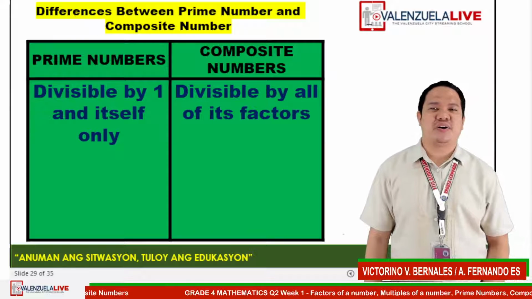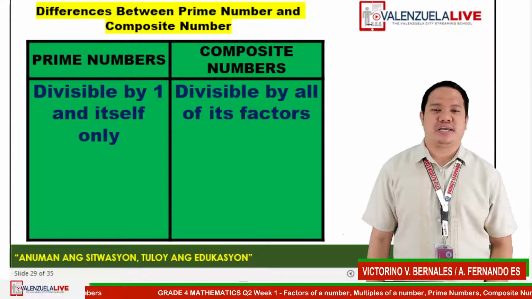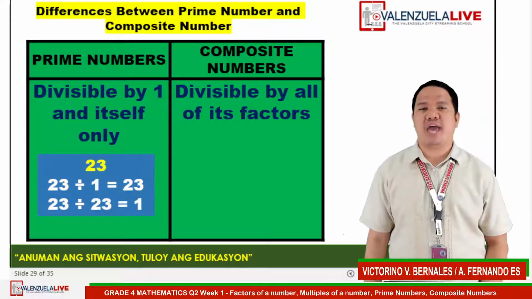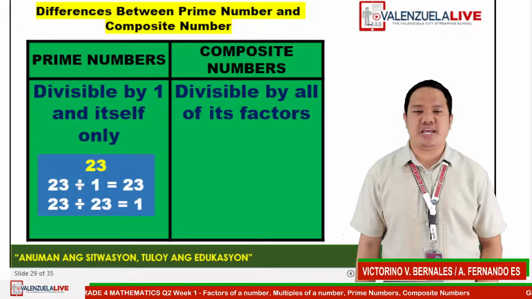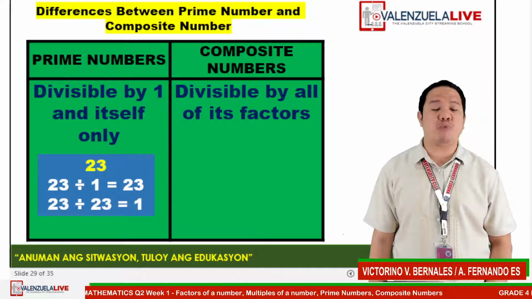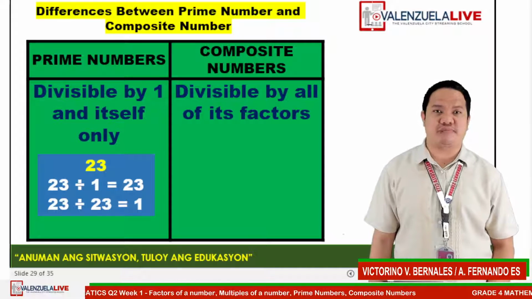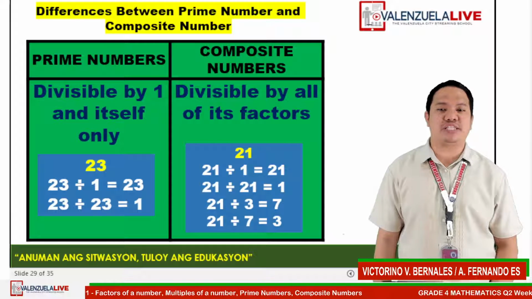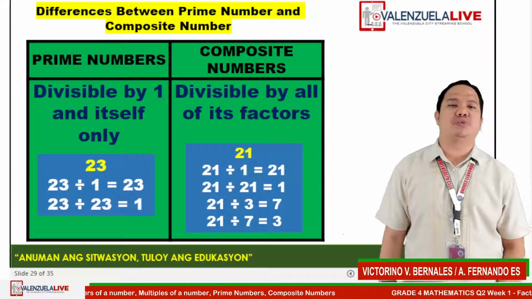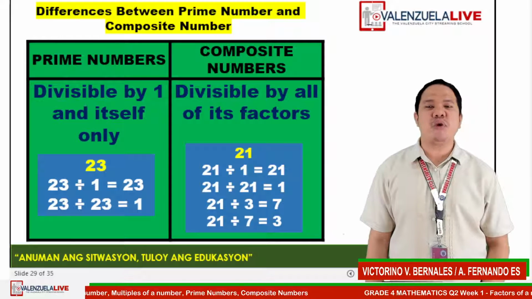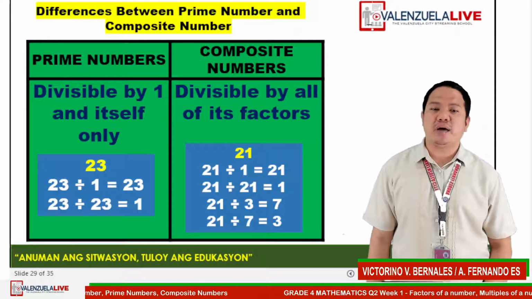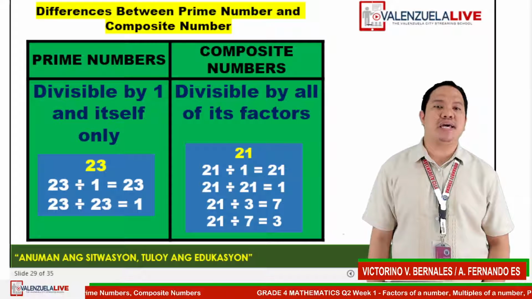Next, prime numbers are divisible by 1 and itself only. Example, we have 23. And 23 can only be divided by 1 or the number itself. While a composite number is divisible by all of its factors. Example, we have 21. So 21 can be divided by 1, by 3, by 7, and by 21.